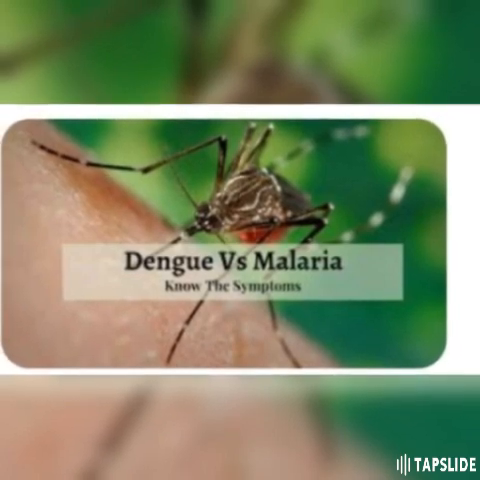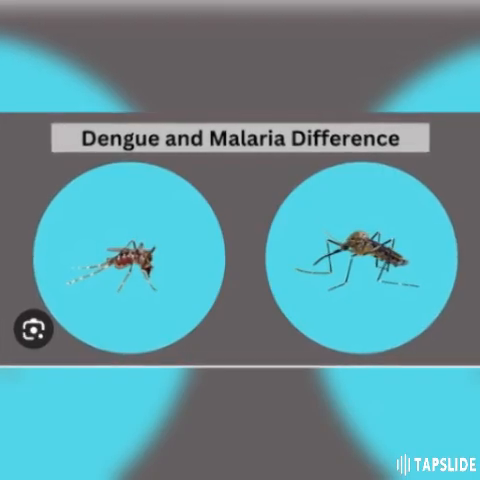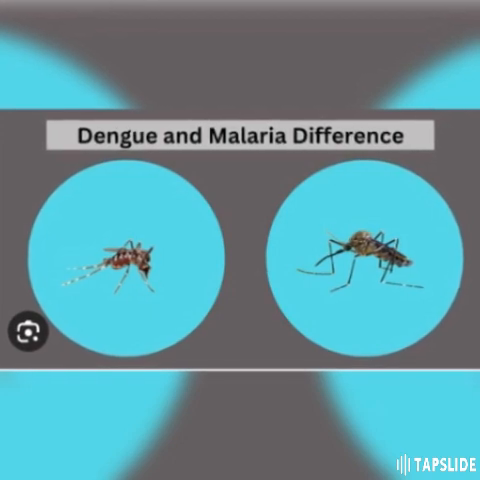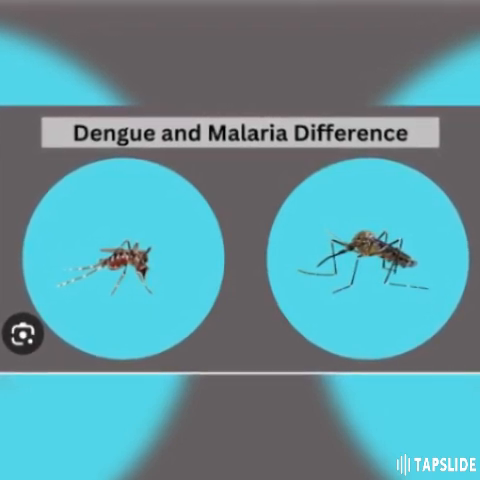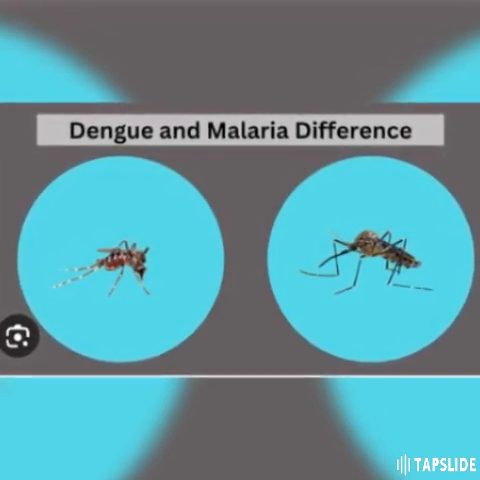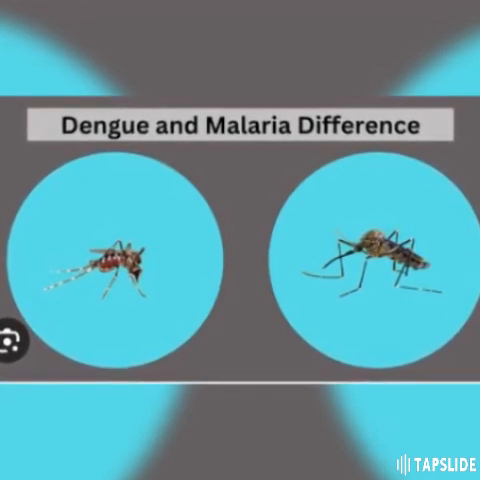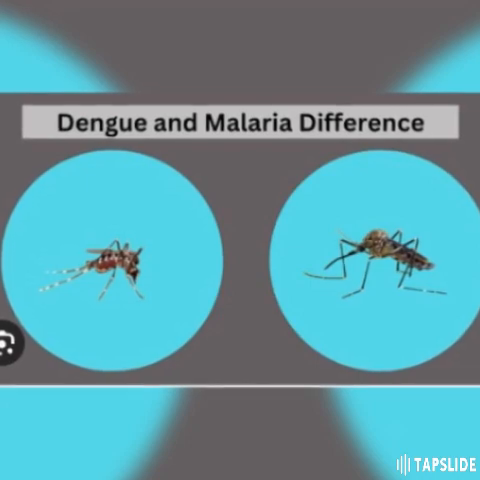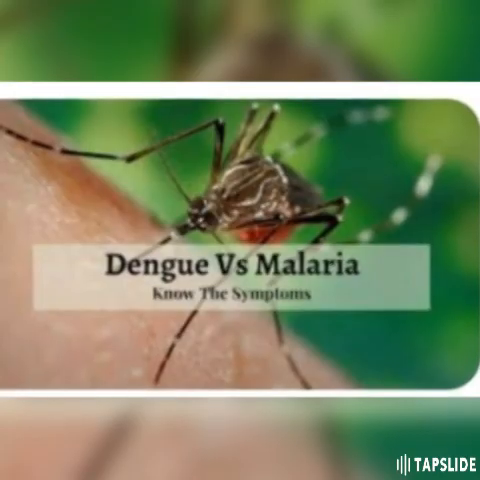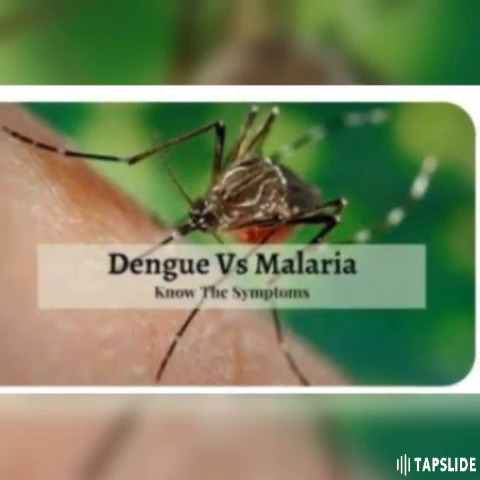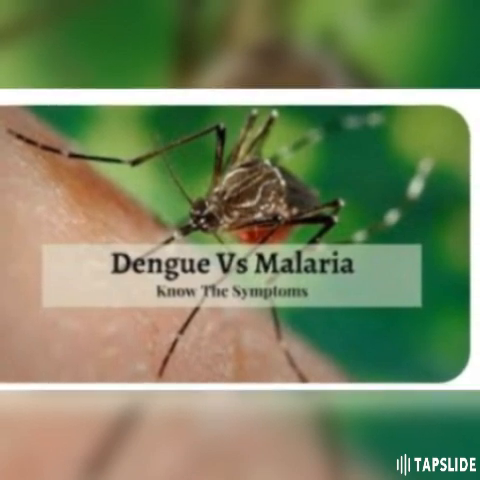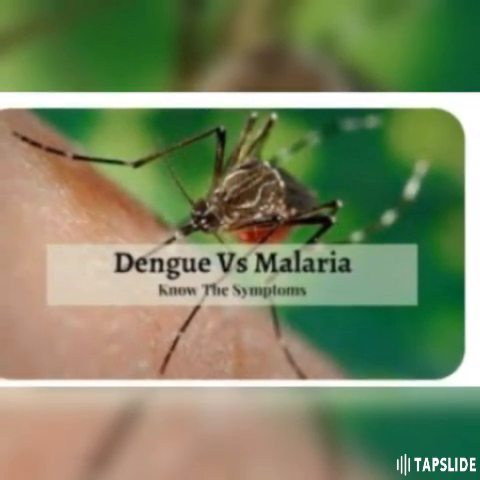Malaria is caused by Anopheles mosquito, whereas for dengue it's Aedes aegypti and Aedes albopictus. Both these types of mosquitoes are not only found in dirty water but also in clean water puddles.